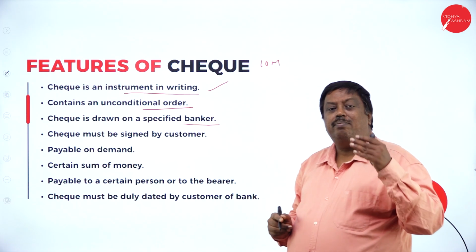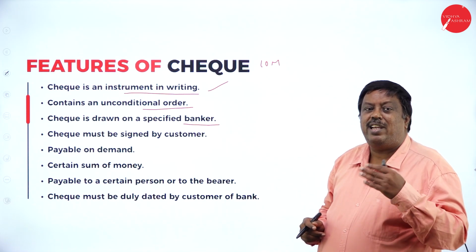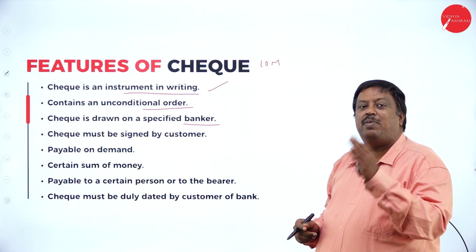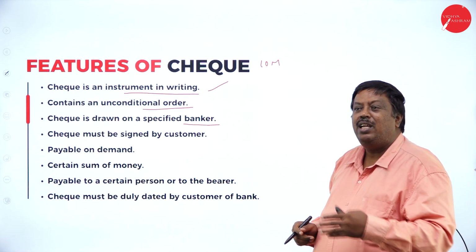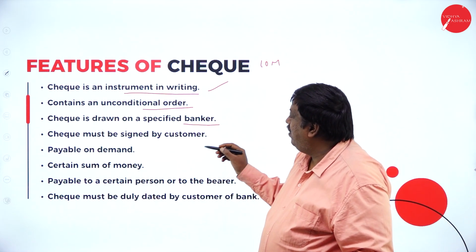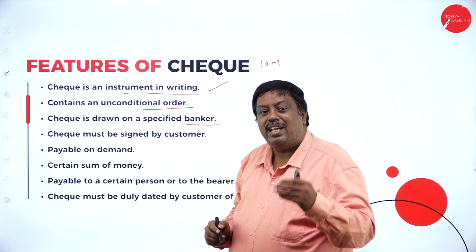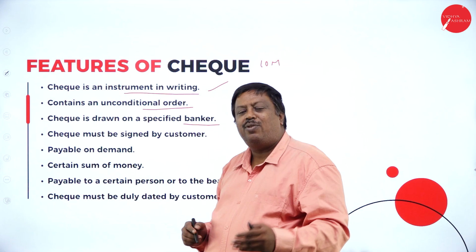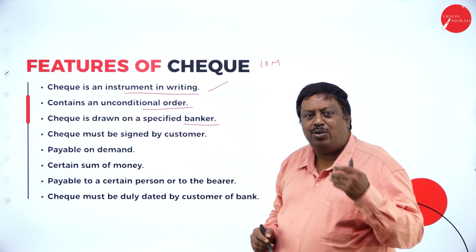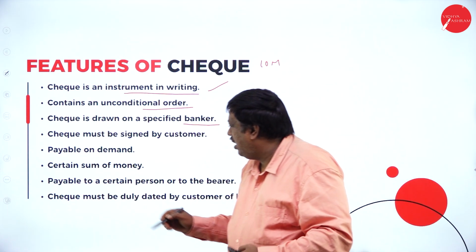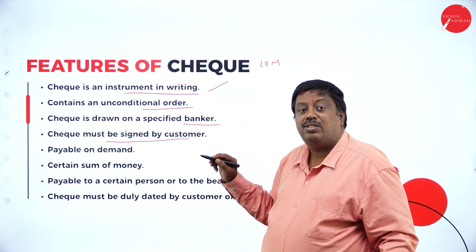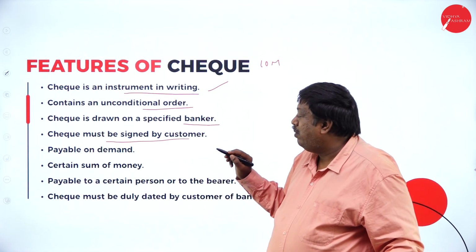It can be made to make the payment only where I have the account. Where I don't have an account, I can't ask them to make the payment on my behalf to this party. Wherever we have the amount in the account, in that bank only can I make the payment. So it is called a specified bank. And a check must be signed by the customer. The drawer has to sign the check, then only the payment will be made.